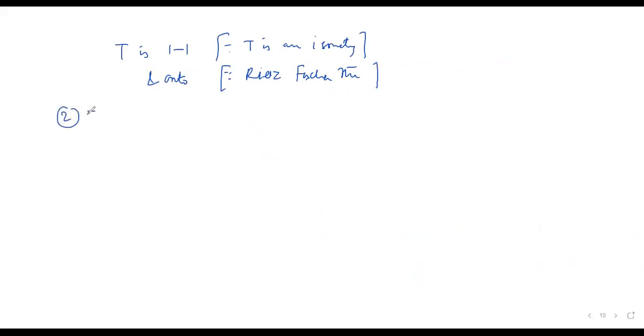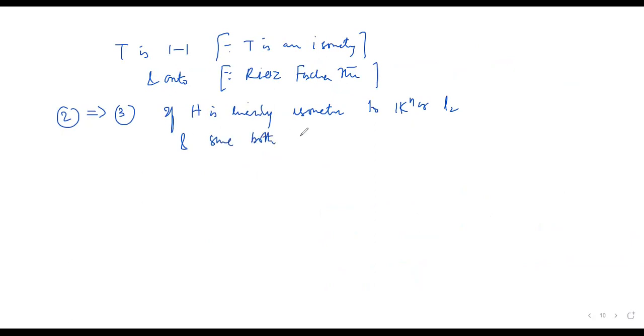Now second implies third. Second implies third क्या कहता है कि अगर linearly isometric है Kn या l2 से वो तो obvious है. Now if H is linearly isometric to Kn or l2, and since both Kn and l2 are separable, it implies that H is separable. If you can find a basis क्योंकि सब कुछ preserve हो रहा है तो separability भी preserve होगी.